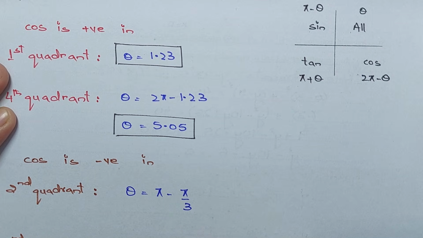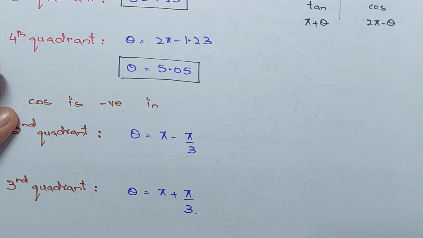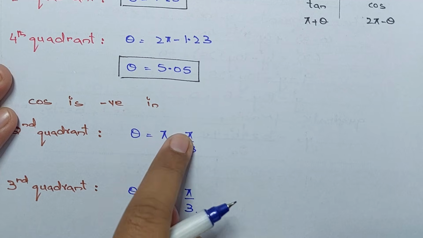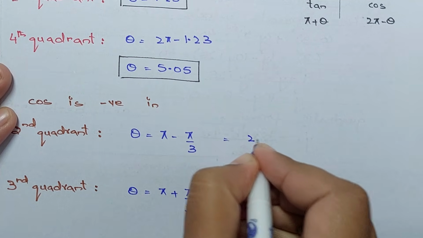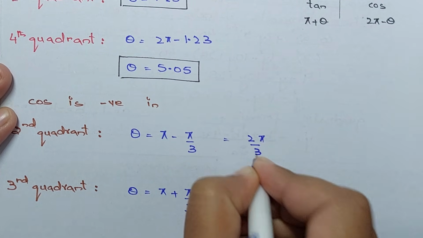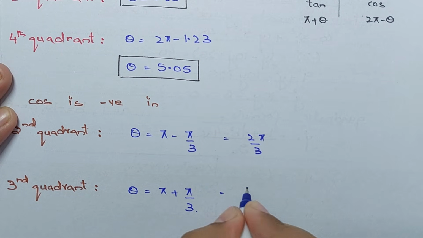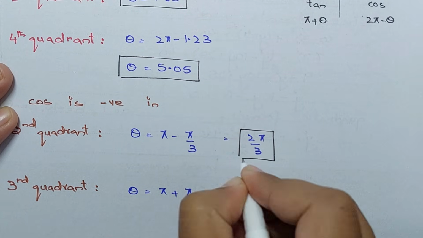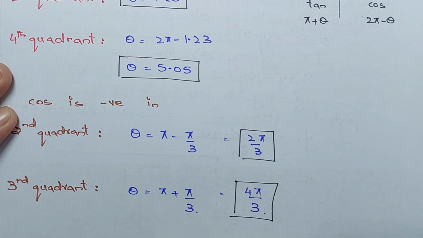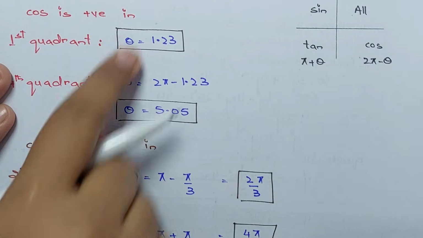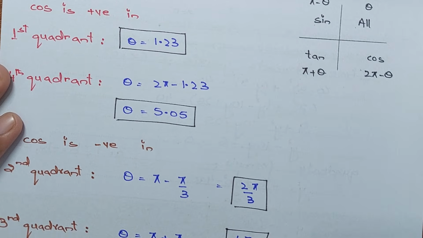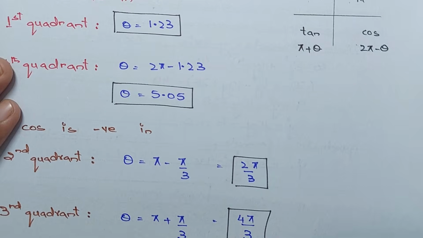So pi plus pi by 3, the 3 is over here. 3 minus 1 is 2, so 2 pi by 3, right? And the other, this is 3, 3 plus 1 is 4, so 4 pi by 3. These are also the two solutions, 2 pi by 3 or 4 pi by 3. So these are the four required solutions when theta is between 0 and 2 pi.